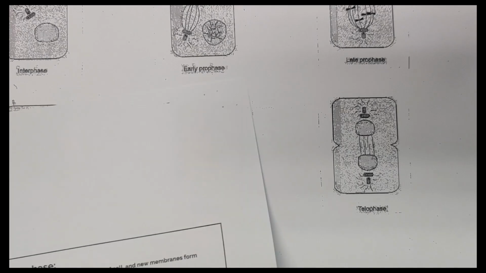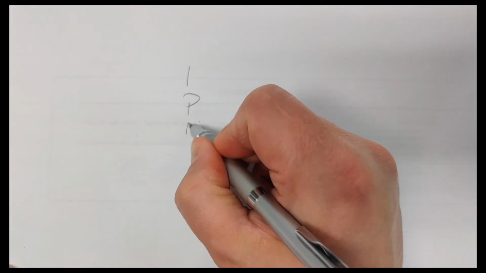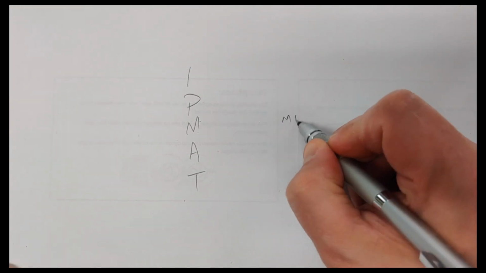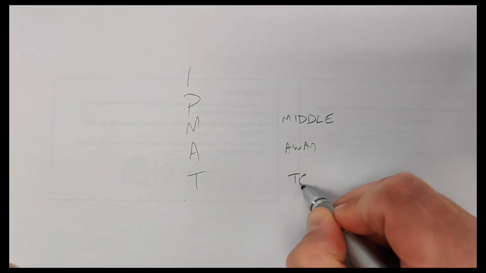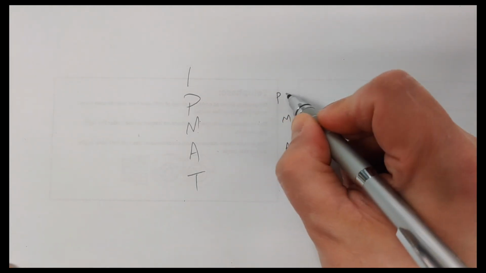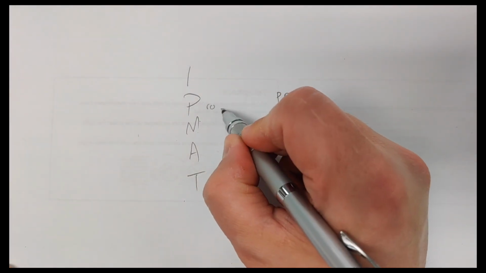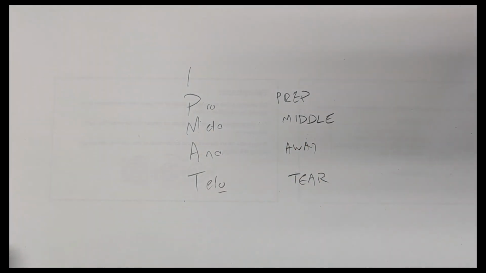Now, this brings us to the last part of our assignment. I just want you to remember this. Please write this down again if you haven't yet. I picked my apples today. Middle, away, tear, prep, right: prophase, metaphase, anaphase, telophase with an O because I always spell that wrong.